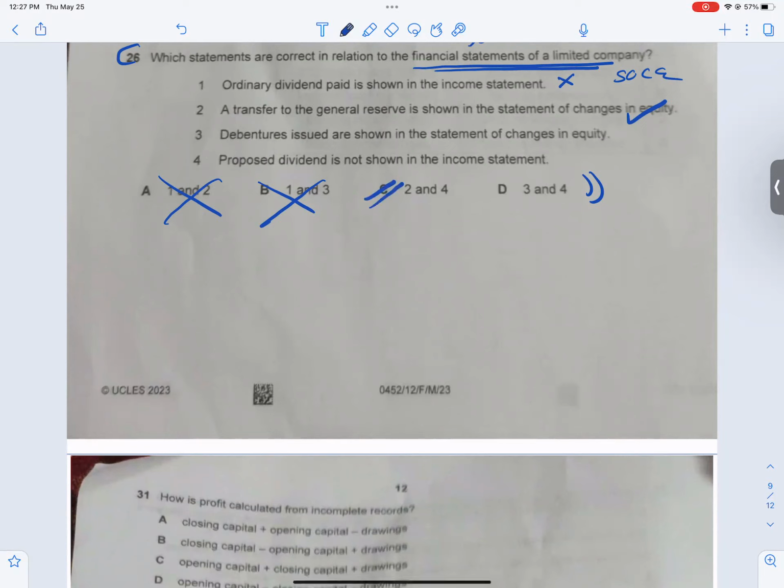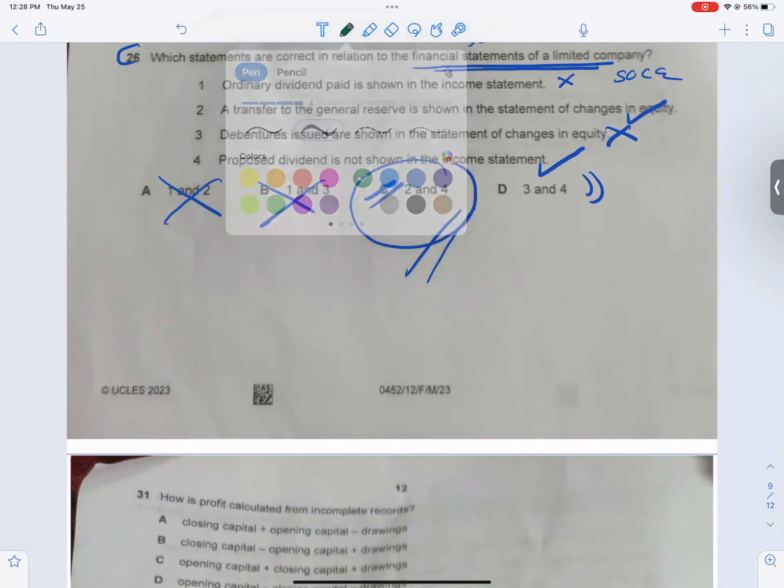But I still want you to read the other options. Debentures issued is shown in the statement of changes in equity. It's shown in the balance sheet, so that's wrong. And proposed dividend is not shown in the income statement. That's correct. Option is C. Go to the next one.